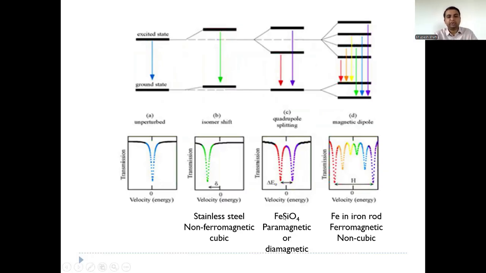If we talk about this FeSiO4, then in this material also we have Fe, and the environment is paramagnetic or diamagnetic. So we will be having a quadrupole splitting in this case, due to dipole interaction. When Fe is present in the iron rod, we will be having a ferromagnetic environment, which is a non-cubic environment, that is non-spherically symmetrical environment. And due to that, we will be having 6 signals due to 6 allowed transitions.